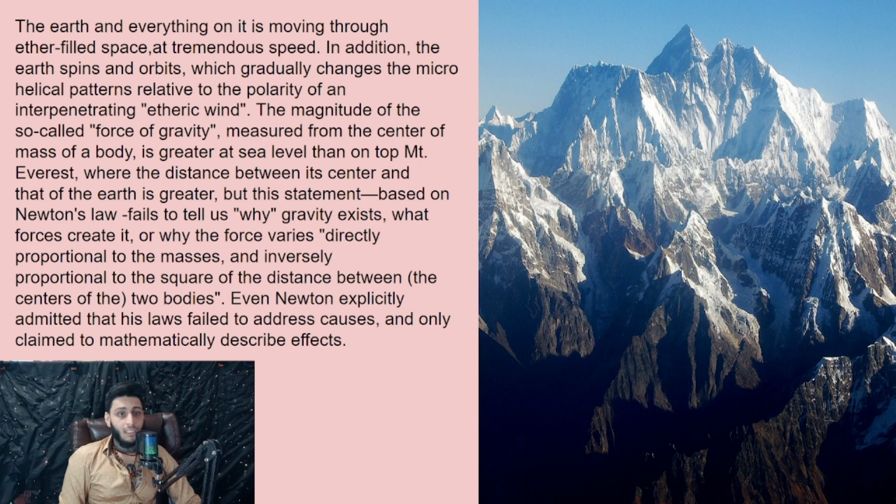The Earth and everything on it is moving through ether-filled space at tremendous speed. In addition, the Earth spins and orbits, which gradually changes the microhelical patterns relative to the polarity of the interpenetrating etheric wind. The magnitude of the so-called force of gravity, measured from the center of the mass of a body, is greater at sea level than on top of Mount Everest, where the distance between its center and that of the Earth is greater. But this statement, based on Newton's law, fails to tell us why gravity exists, what forces create it, or why the force varies directly proportional to the masses and inversely proportional to the square of the distance between the centers of the two bodies.